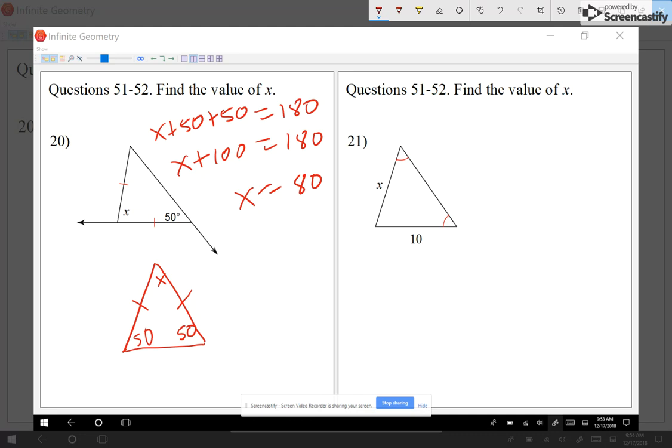Now looking at number 21, here I mark the two angles. So I'm going to put the two angles at the bottom, the two angles that are equal. If you notice on number 20, I have the two angles that are equal. I have them at the bottom. So if you look at the picture, I rotated the picture. In here, X is equal to 10. Right? If the two angles at the bottom are equal, then the two sides are equal. That's the idea with isosceles triangles.